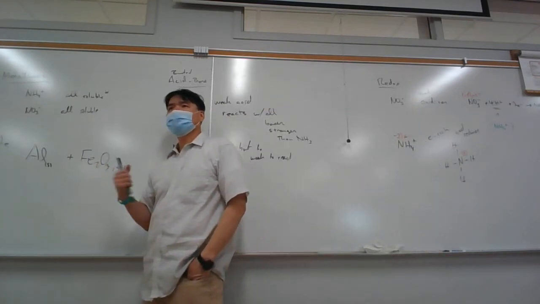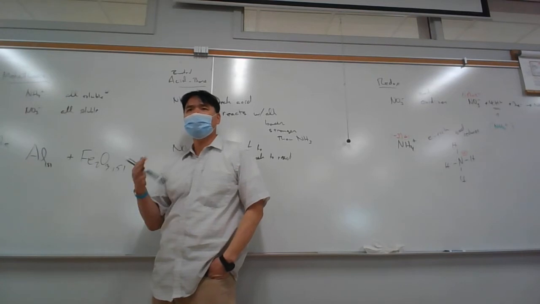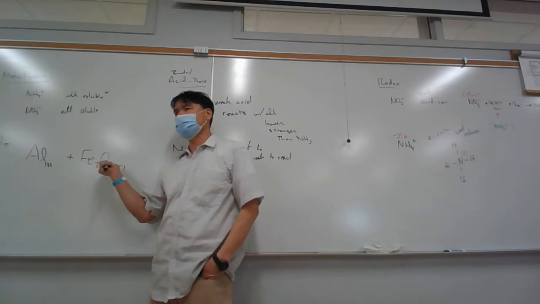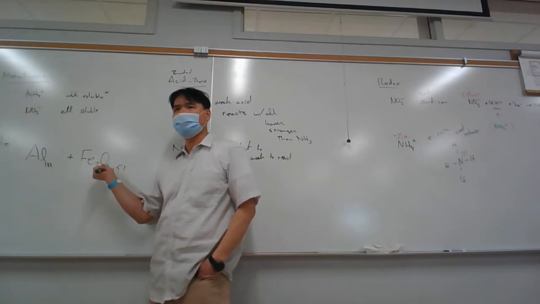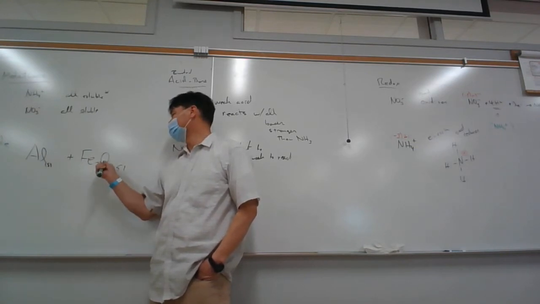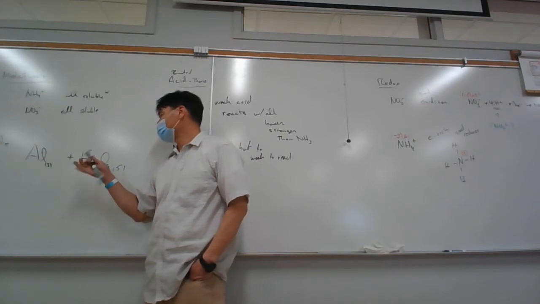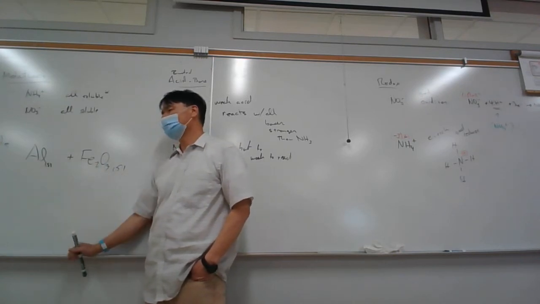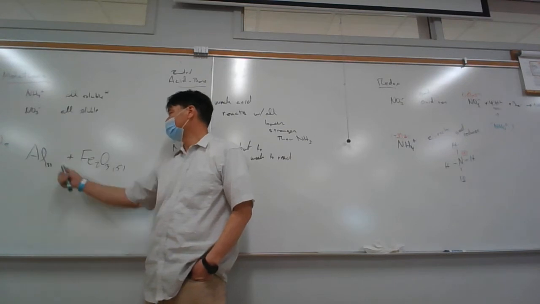Oxide. What do you think about oxide? It's not on the chart, but we know we've seen oxygen in the -2 oxidation state before in water and in other things, and it's pretty stable. So oxide's not a big deal, but the iron 3 is a decent oxidizer. Aluminum is a good reducer. But this reaction is very slow.